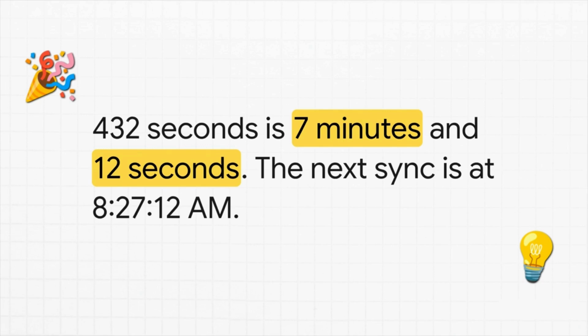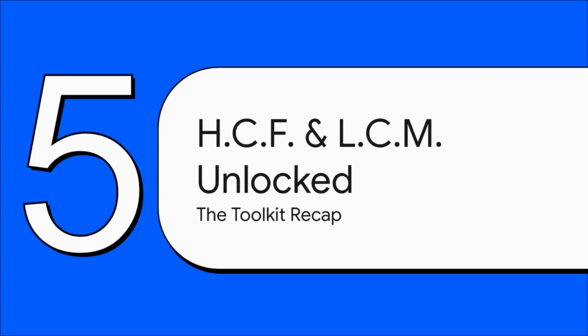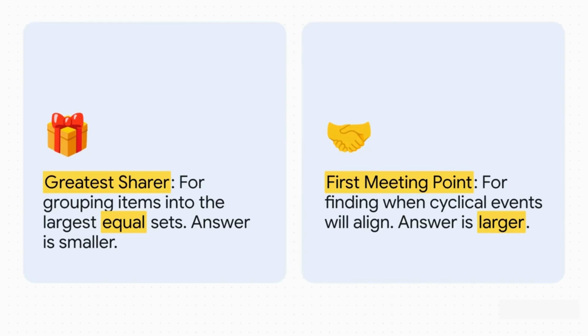Okay, let's do a quick wrap-up and see how this amazing little toolkit can be used for all sorts of other things. So, here's the big takeaway. Let's lock this in. HCF is the greatest sharer. It's for grouping problems, and your answer will always be smaller than or equal to your starting numbers. LCM is the first meeting point. It's for timing problems, and your answer is always going to be bigger than or equal to your starting numbers.